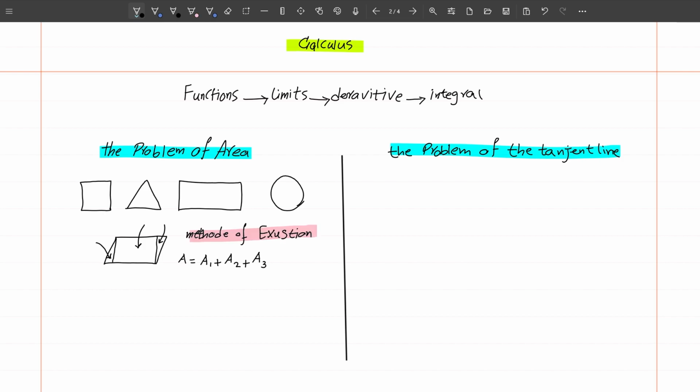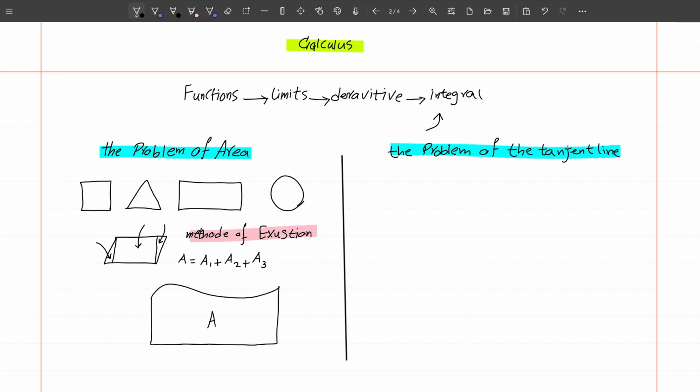But what if we were to get introduced to a shape like this one? Well, in this case, we cannot divide this shape into the basic shapes that we know the area of. And this is where integrals come into play. Using the integral, we can find the area of such shapes.